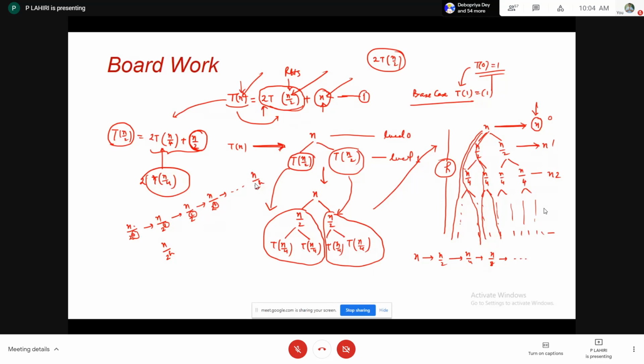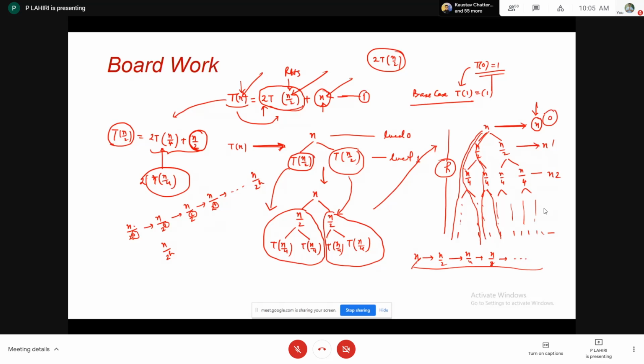Can we write n by 2 to the power 8? If there are h levels, then from the diagram, we can see that n by 2 to the power 0, n by 2 to the power 1, n by 2 square, n by 2 cube, and so on. In this way, you get the path to cover all h levels. Is it not like n by 2 to the power of the current level number, and so forth?